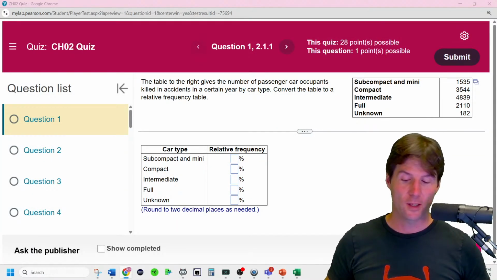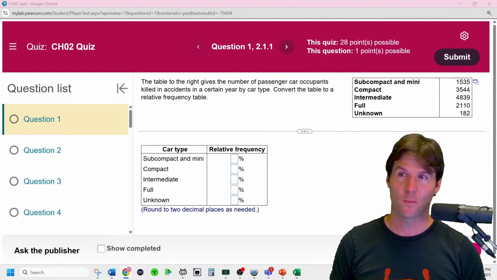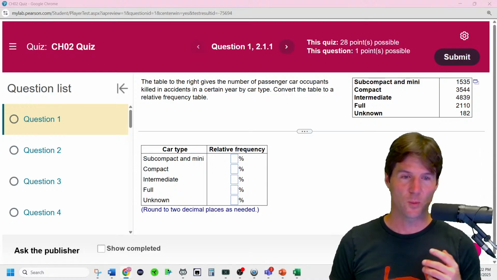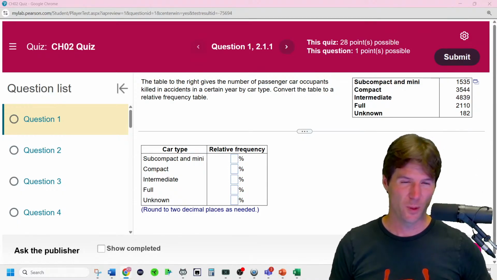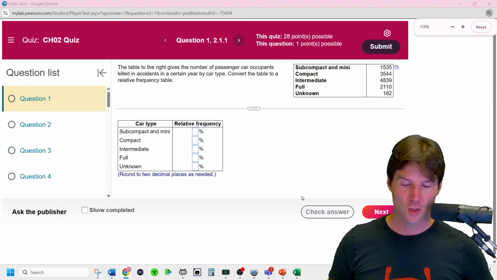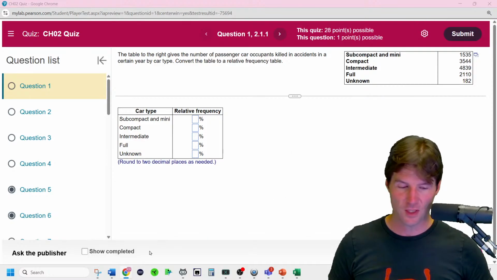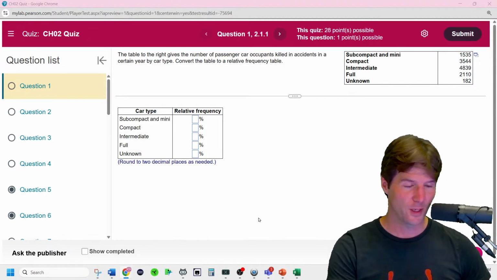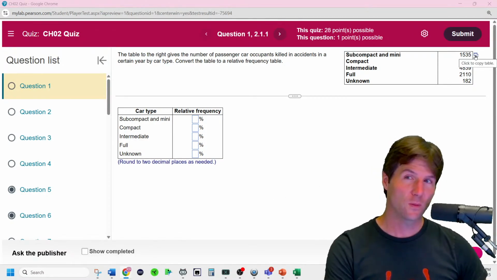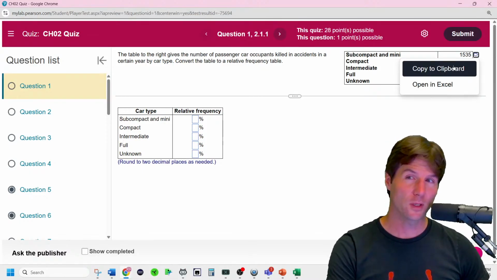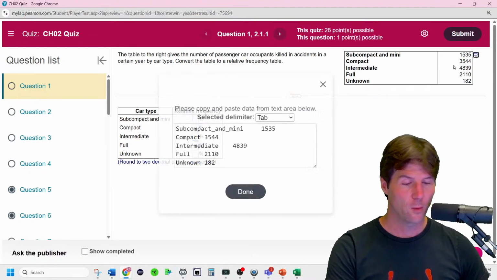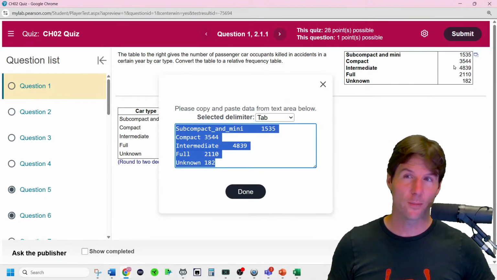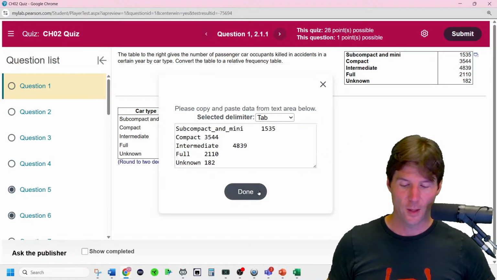Okay, we are now going to turn this into a relative frequency table. Relative frequency tables either show us percents or proportions. All we're going to do is sum up this table. We can do it in Excel to make it easier. We're going to go to this little box right here and go to copy to Excel, or you could open Excel. We hit Control-C or Command-C to copy it, and then click Done.